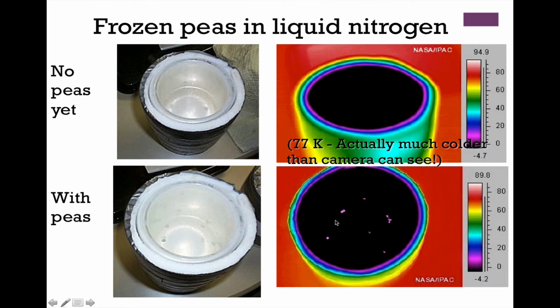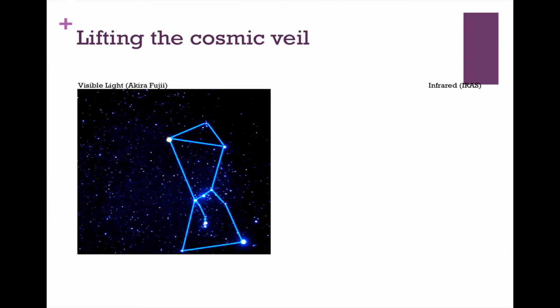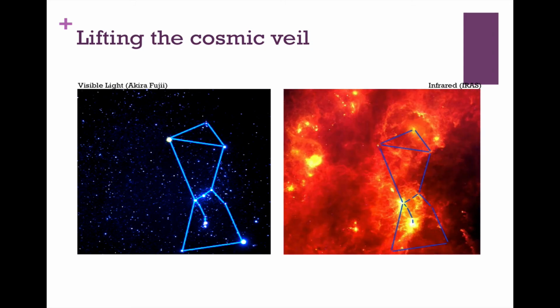The frozen peas are cold, but they're warm compared to the background, and so the camera can see them. And that's exactly what's going on in space. We're looking at things that are cold but warm compared to the background, and so they glow in the infrared. There's the familiar constellation Orion in the optical and in the infrared. How much you miss if you stick with just the optical.